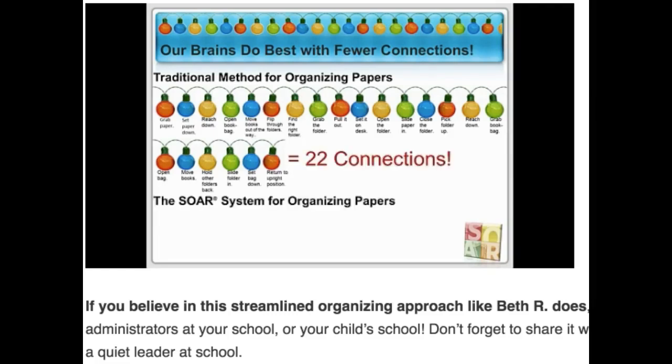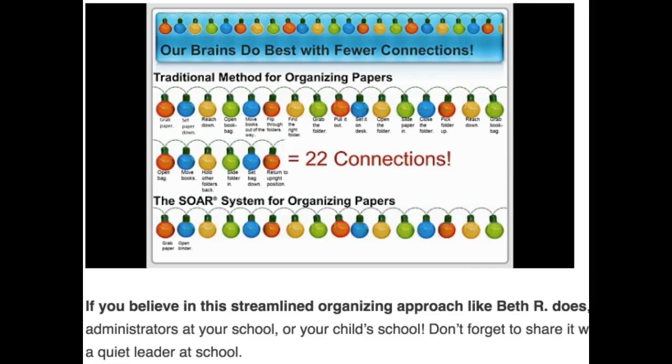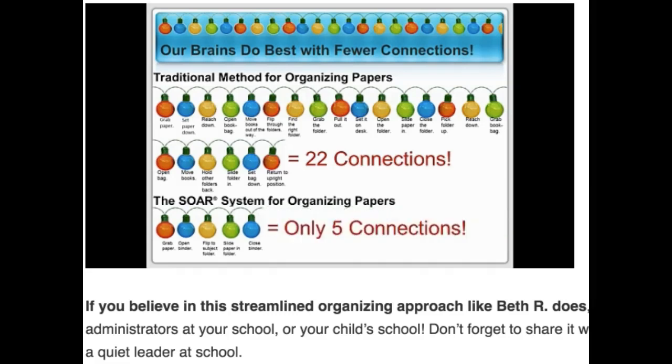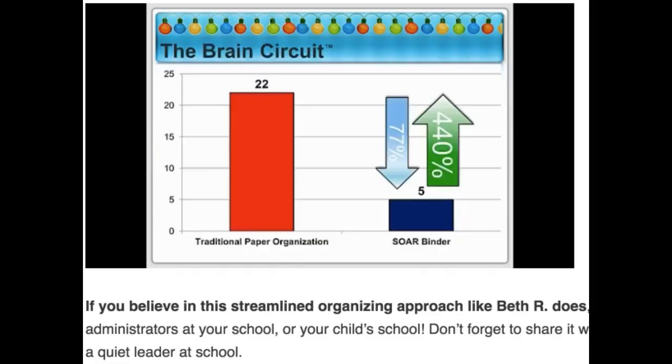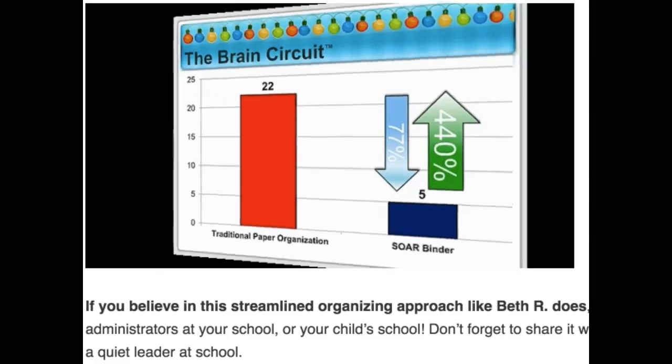The SOAR system for organizing papers, however, was developed to promote simplicity. When the teacher hands us a paper in this situation, we grab it, open the binder, flip to the subject folder, slide the paper in the folder, and close the binder, for a grand total of only 5 connections on the brain circuit. Look at this difference. The SOAR system has 77% fewer steps, making it 440% more efficient on our brain energy.